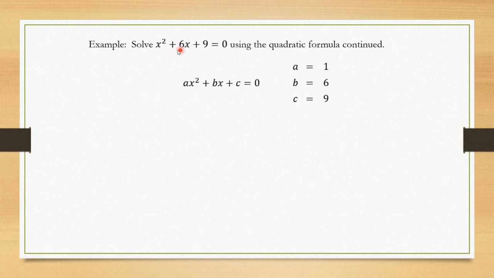So we can see that A is 1. Remember, if the coefficient is not written, but the term is there, the coefficient is understood to be 1. So we have A is 1, B we have as 6, and C we have as 9, as you can see.